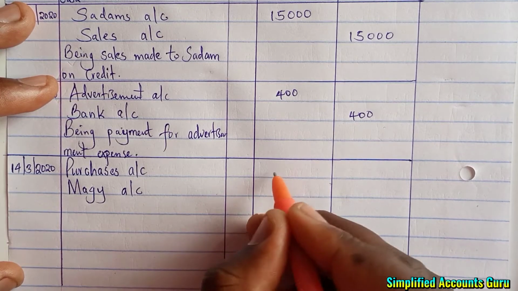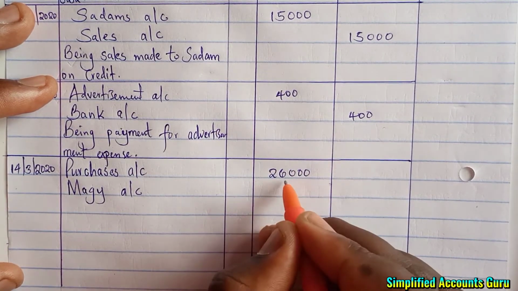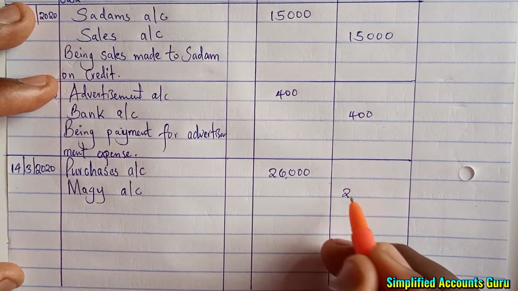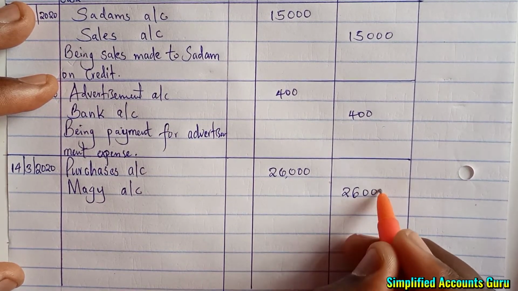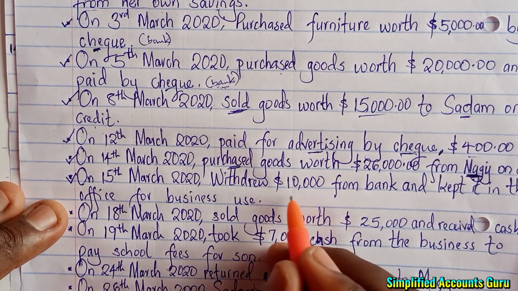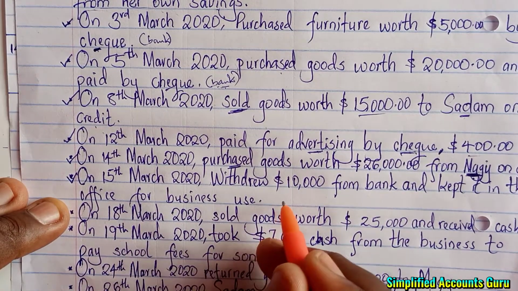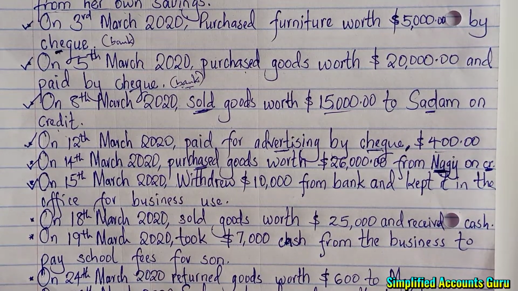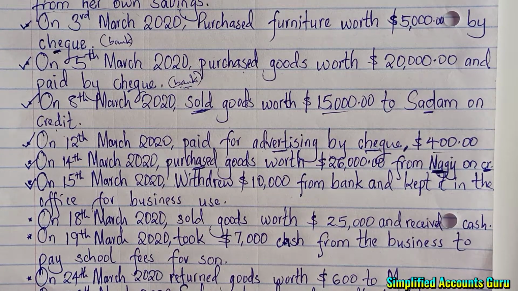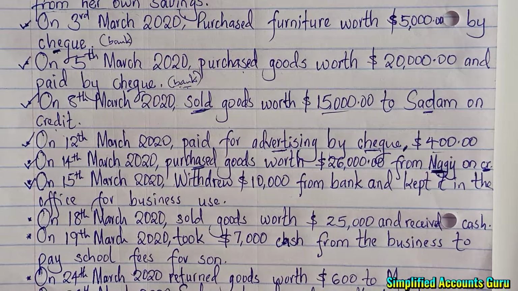So the amount of goods was $26,000. So you also have here $26,000. On 15th March, withdrew $10,000 from bank and kept it in the office for business use. This one now is about cash at hand and cash at bank. So money is coming from bank to cash at hand. So we'll just have those two accounts. We have two accounts that have been affected.